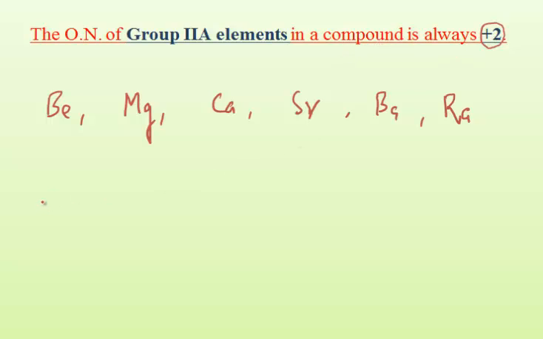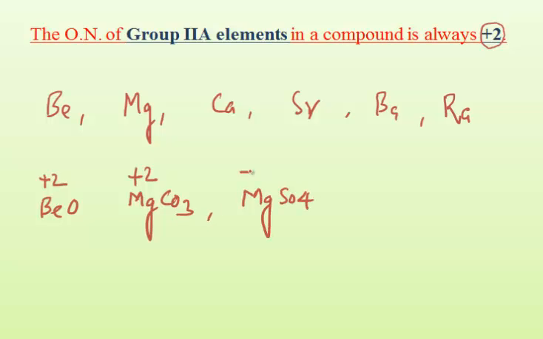We can have some examples. For example, in beryllium oxide, Be shows a +2 oxidation number. In magnesium carbonate, Mg shows a +2 oxidation number. In magnesium sulfate, Mg shows a +2 oxidation number. One more example, calcium hydroxide: calcium shows a +2 oxidation number. Here we can say that if any of these 2A elements are present in a compound, they have a +2 oxidation number.